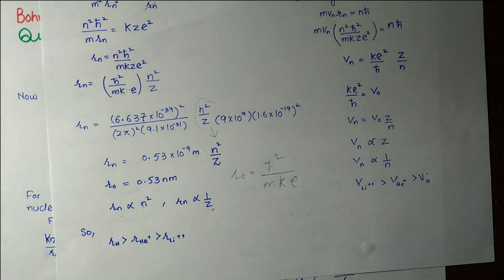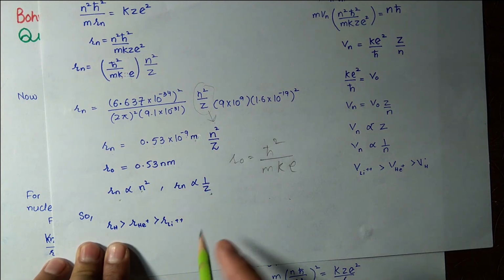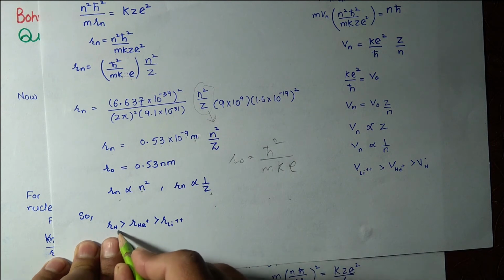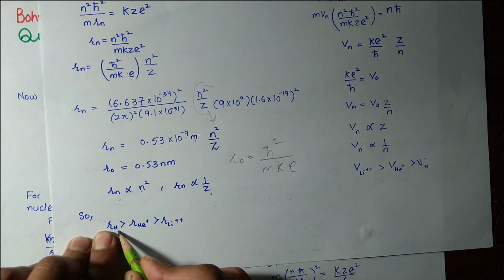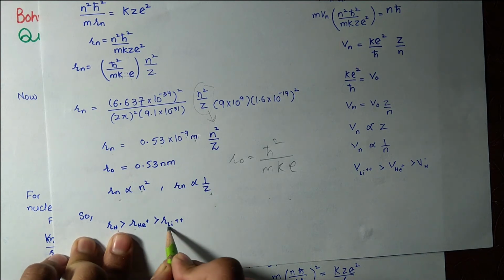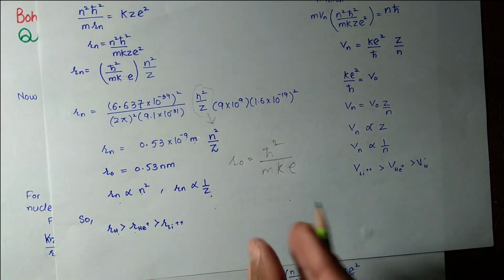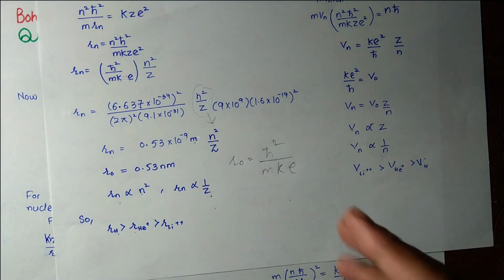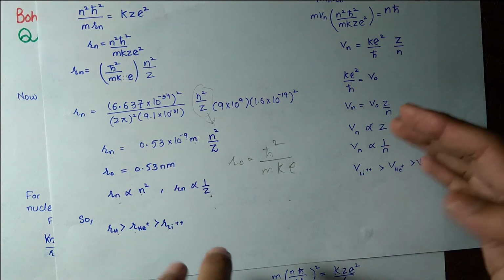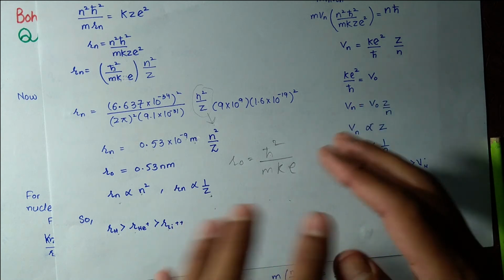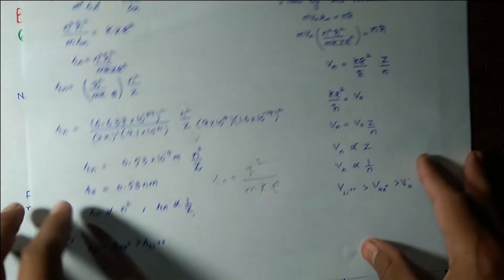Now we can say that the radius is inversely proportional to z, which means that hydrogen, having a smaller number of protons, will have a larger radius than helium and then lithium. As the number of protons increases, the radius decreases, because the attraction of the nucleus on the electron increases and makes them shrink. They come closer to each other. The Coulomb attraction will increase and they will come closer.